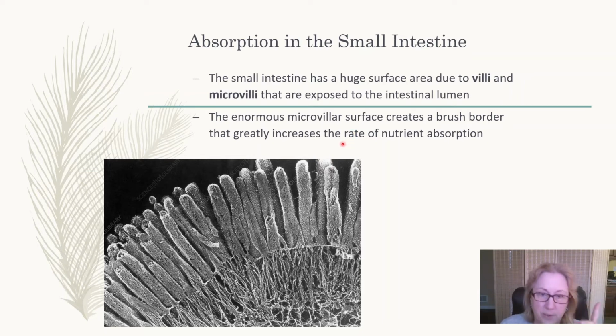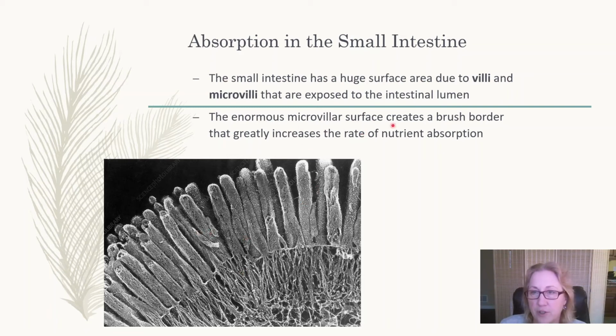So I'll show you an image of that. This scanning electron microscope image here is of microvilli. So this is one cell. This is the surface of one cell. You can see the edge of the cell here. And then these microvilli are all covered with membrane. So that membrane has greatly increased the surface area for absorption.